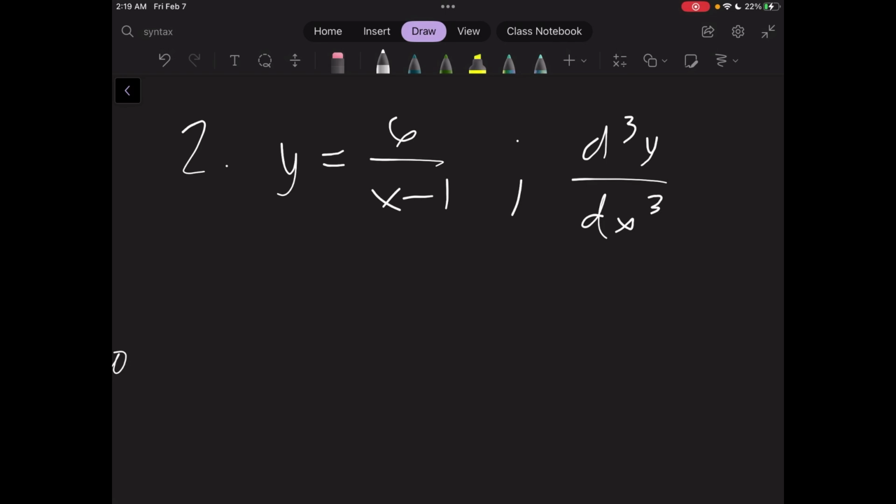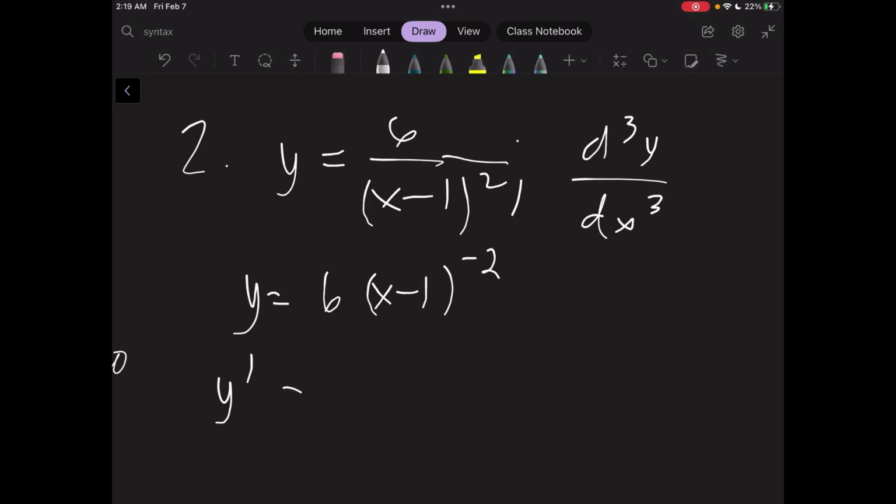So to get the first derivative of 6 over x minus 1 squared, we can first alter the equation to look like this: y equals 6 times x minus 1 raised to negative 2. That way we can have our first derivative be equal to 6 times, using the general power formula over here, leading to this answer.